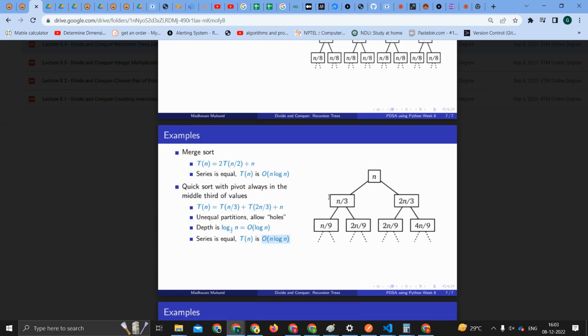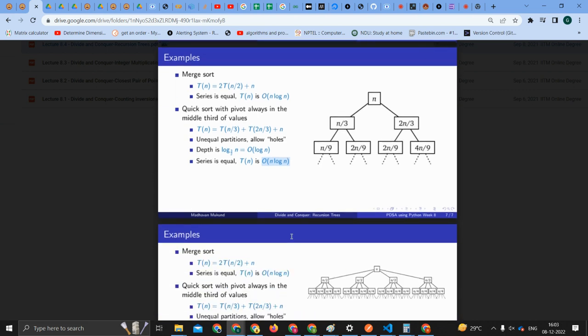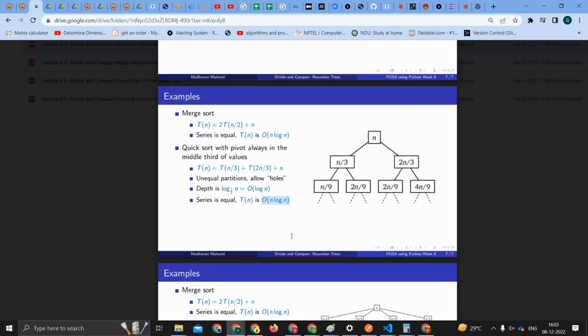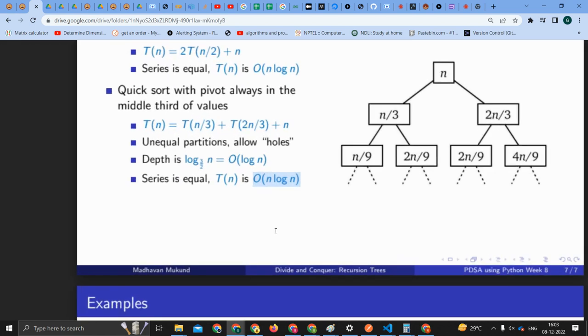Again, the sums add up to exactly n. So since it's summing up to n, the complexity is still n log n. Yeah, but the problem is I am unable to find out whether the series is decreasing or increasing. What does that mean? Exponentially increasing. That's what is written. I'll tell you that.